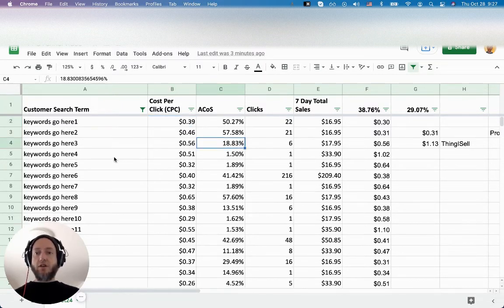Let's look down here at this one. This one's 18.83%, so that's actually making us money. That's a good ACOS. All right, and here's another one. The ACOS for this one is 1.5%. That's really low. But then again, you've got to look.